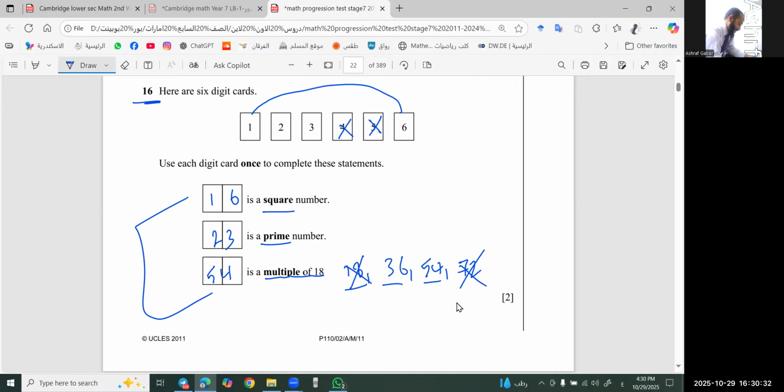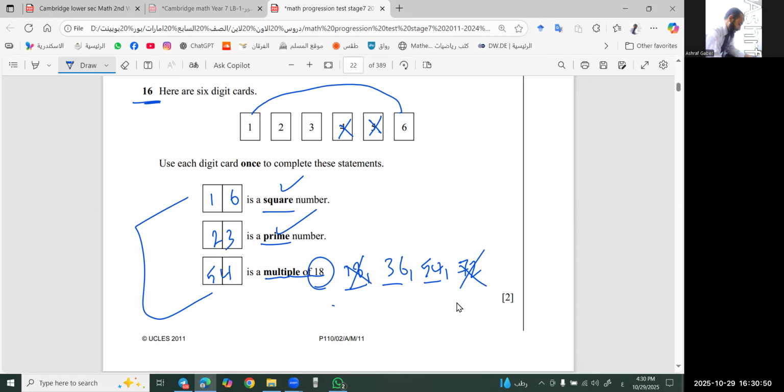نشرح المسألة تاني من أول وجديد يا ولاد. هنا في الاكسرسايز دي, how we can solve this exercise. The square number we can get directly and the prime number we can get directly. But this is multiple of 18, not a direct exercise.